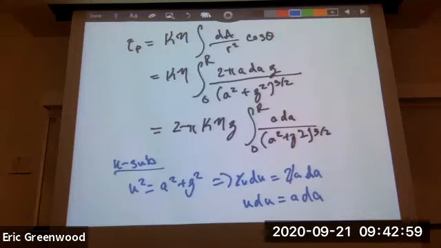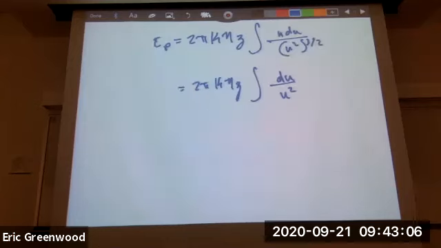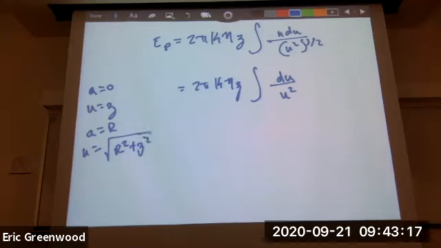Last thing is we can change our bounds of integration. Since U is equal to this, when A is equal to 0, U is equal to Z. And then when A is equal to R, U is equal to the square root of R squared plus Z squared. So this is going to be the integral from Z to the square root of R squared plus Z squared. If you're not very comfortable with changing bounds, don't worry, just bring it back to the original and then plug in the original bounds afterward.